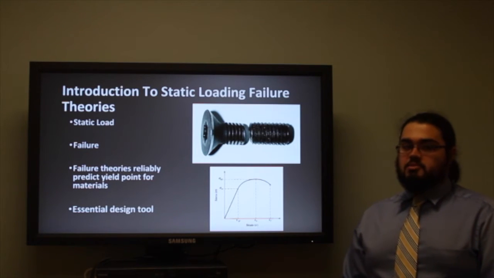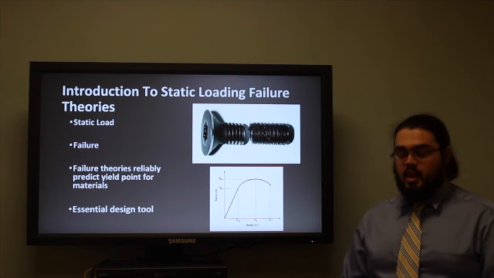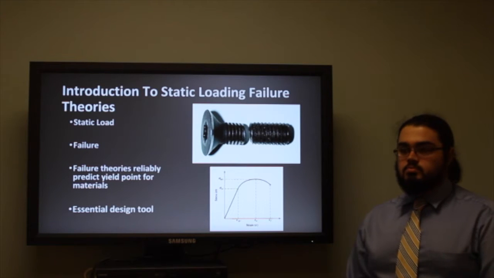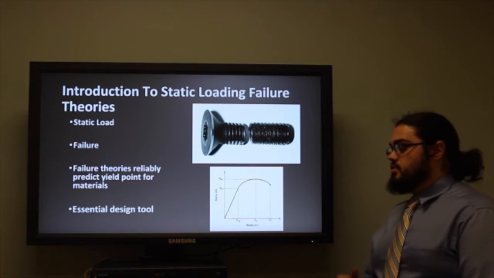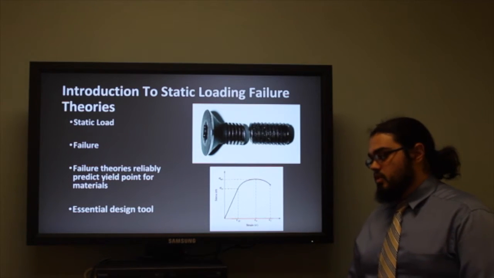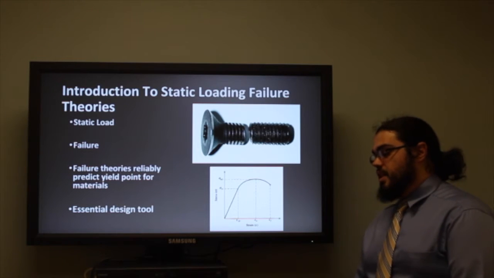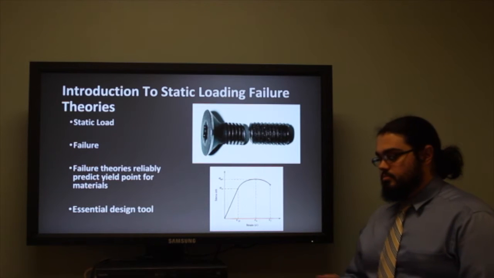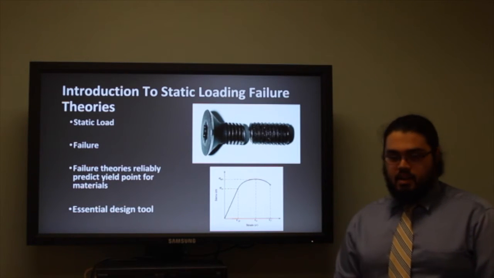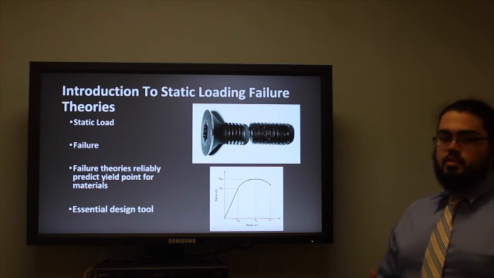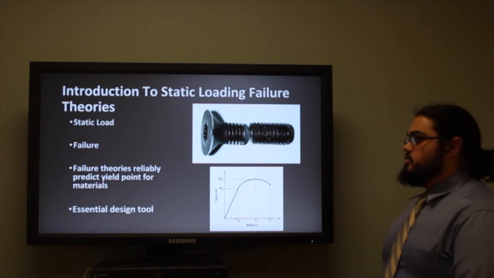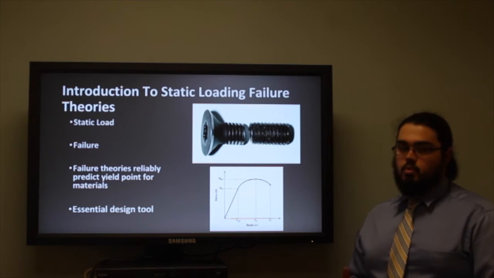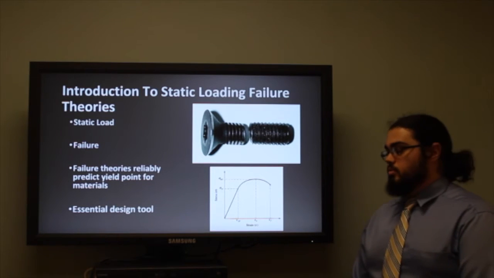However, this isn't very practical. This will be very expensive, time-consuming, and most of the time it's not the correct way to go. So what we use instead is failure theories. Failure theories use basic information about a material, such as elastic modulus, and then also they use the load that the part will be on, so we can get a pretty reliable prediction for when the part will fail.